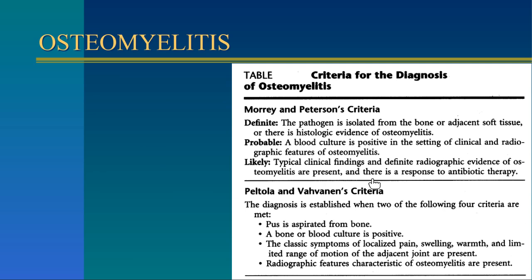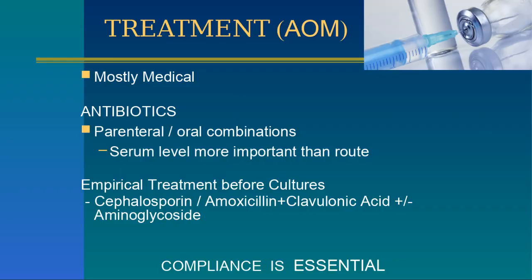I don't need you to learn this criteria. This is just showing you that we do use different criteria to increase our suspicion and diagnose osteomyelitis in orthopedics. They exist. So it's not a guessing game. How do we treat these patients?